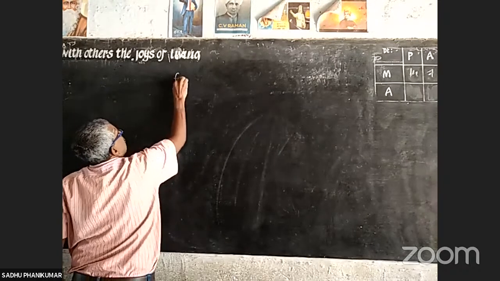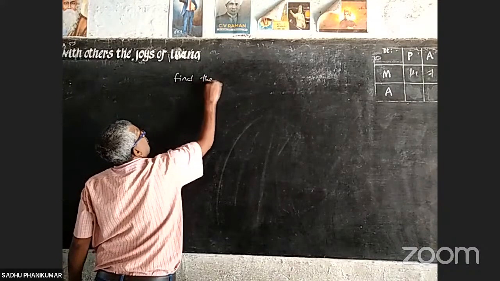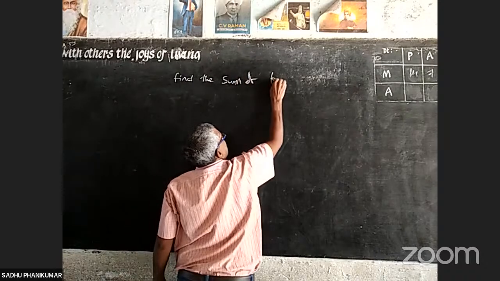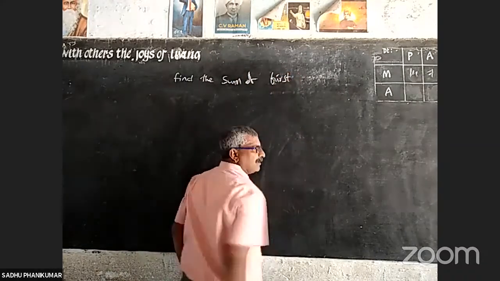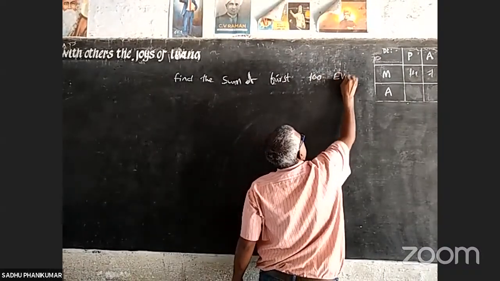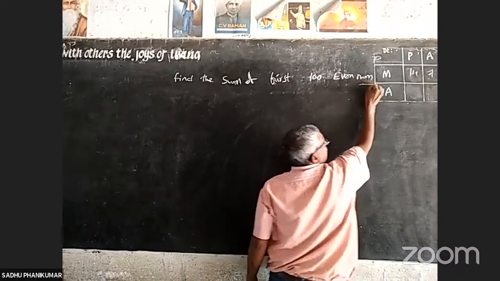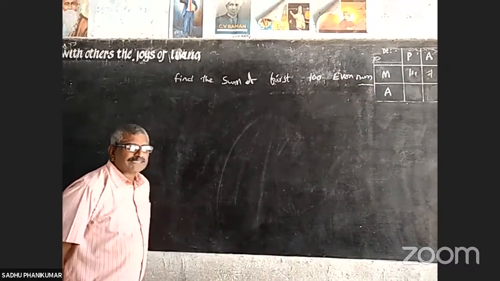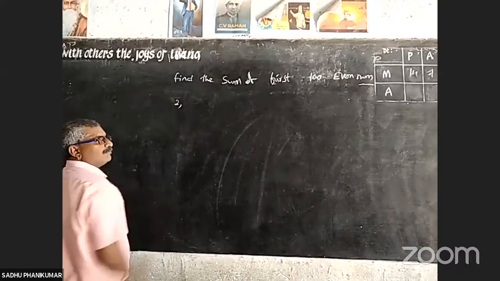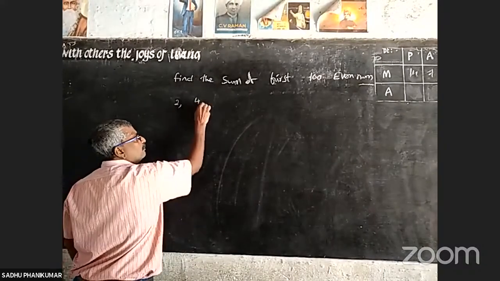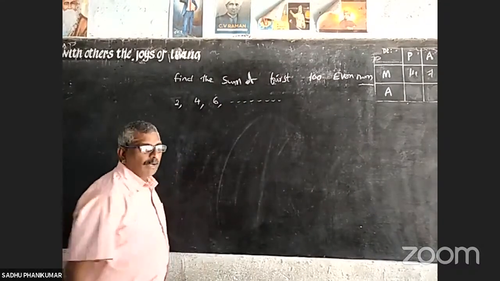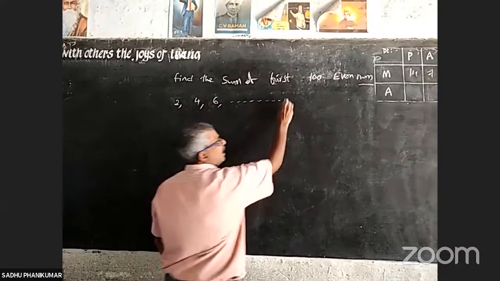Find the sum of the first 100 even numbers. So the first even number is 2, again 4, 6, and so on. How many numbers are there? 100 numbers. That is, the last one is 200.